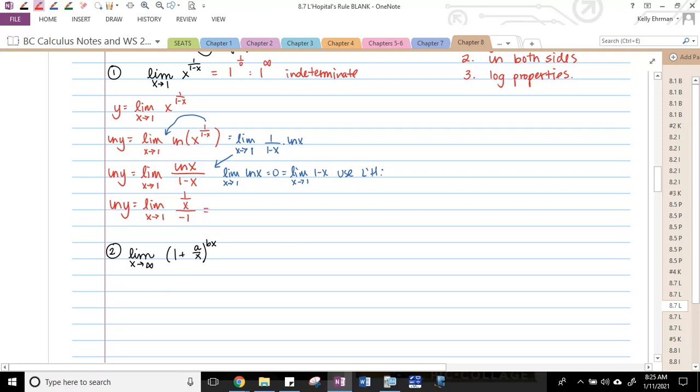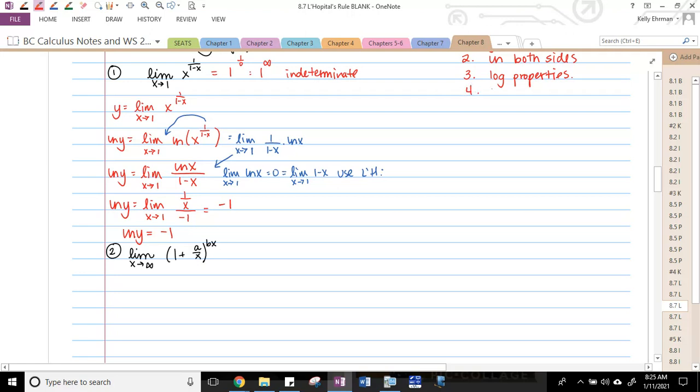So 1 over 1 divided by negative 1 is negative 1. We have that natural log of y now just equals negative 1. My limit notation is gone because I used direct substitution and got an actual numerical answer. I don't want to solve for natural log of y, I want to solve for y. So I base e both sides.